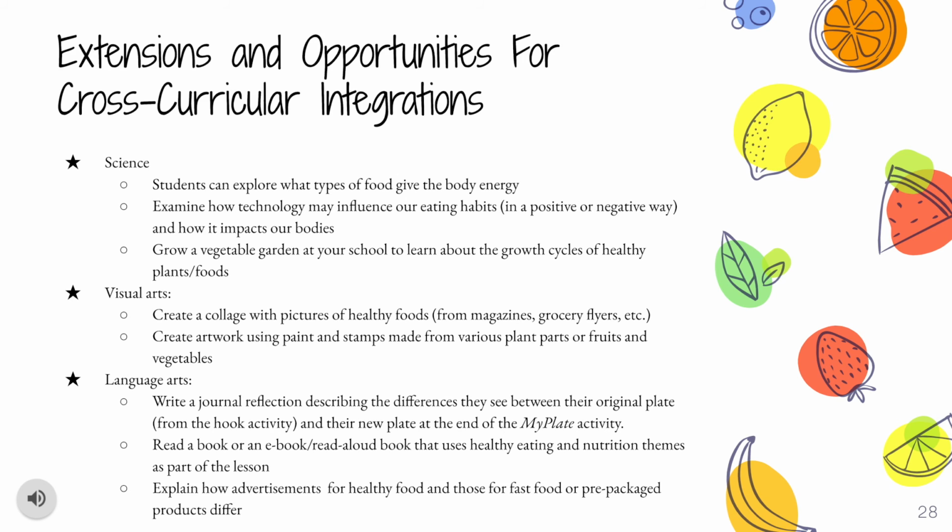Students could write a journal reflection describing the differences they see between their original plate from their first activity and their plate at the end of the MyPlate activity. We could also read a book or ebook that uses healthy eating and nutrition themes as a part of the lesson. Students could also explain how advertisements for healthy food and those for fast food or prepackaged products are different.